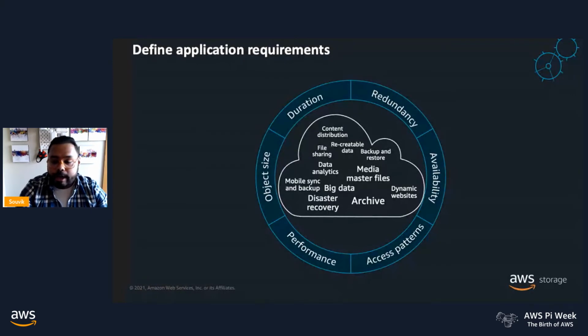What durability and redundancy do you really want? What availability is right for your use case? How often do you access your storage? What performance do you need? Do you need milliseconds latency or minutes or even hours of retrieval times? And finally, what are the size of your objects and how long do you want to store them on Amazon S3?